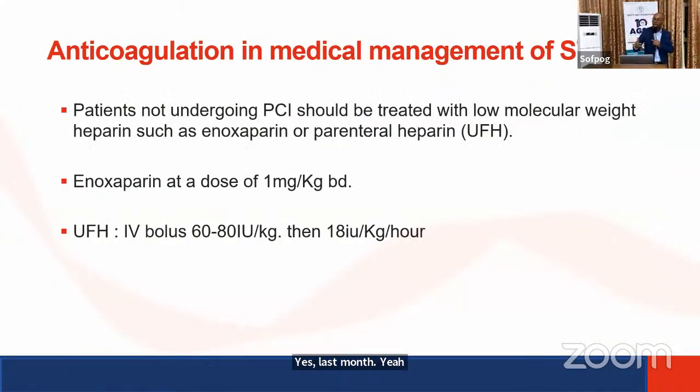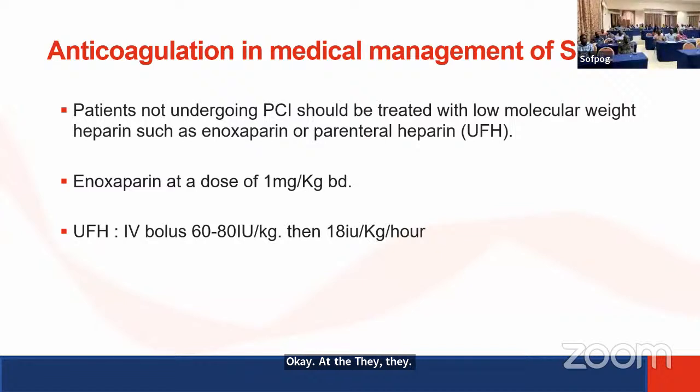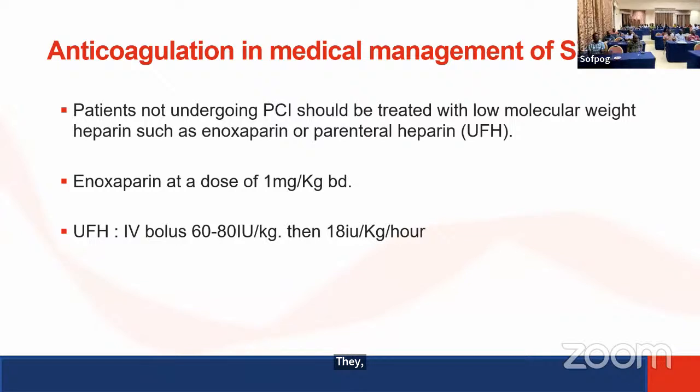For those who are not fortunate and are managed medically, maybe in some village or some district that doesn't have all the means, you still need heparin. You can use low molecular weight heparin at a dose of 1 milligram per kilogram BD. Then you add your double antiplatelet, aspirin, then you add your high intensity statin. You manage them for the course of their stay in the hospital, and eventually you discharge them on double antiplatelet.